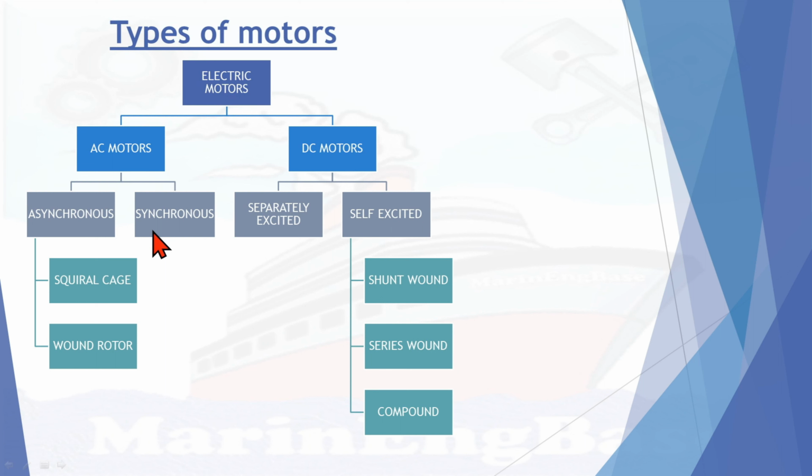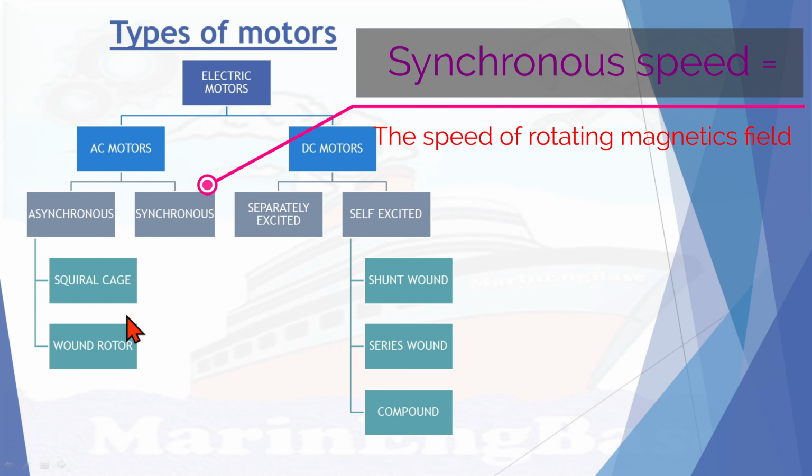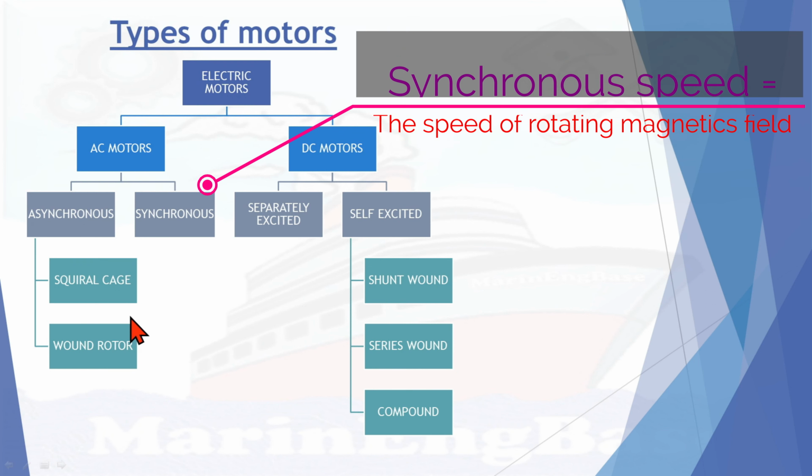So asynchronous motors we can see as a squirrel cage. That is the most widely used application in the industry, squirrel cage motors, because they are very simple. So we will have a look. And then the wound rotor. Wound rotor means your rotor, the rotating part, contains the winding.